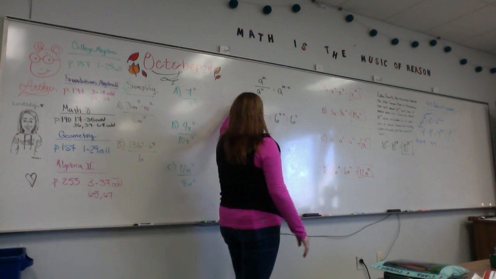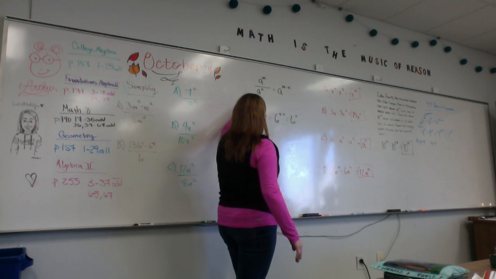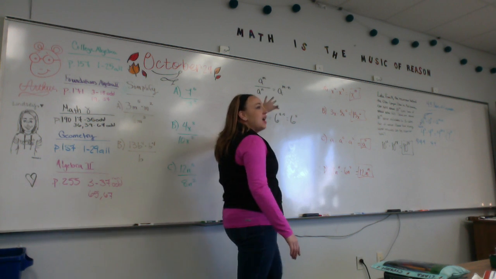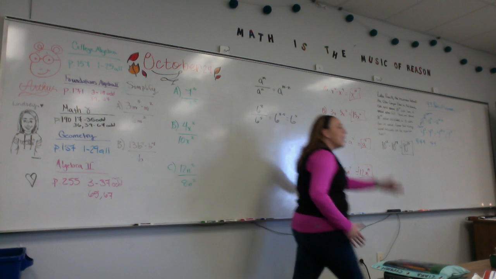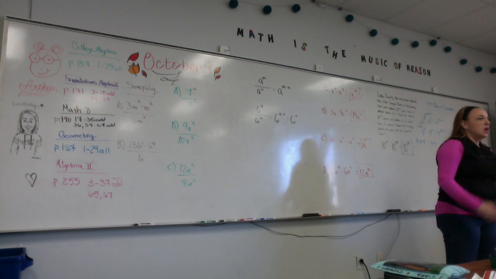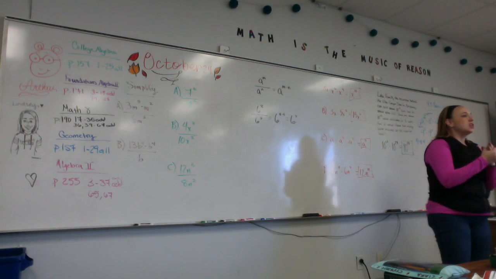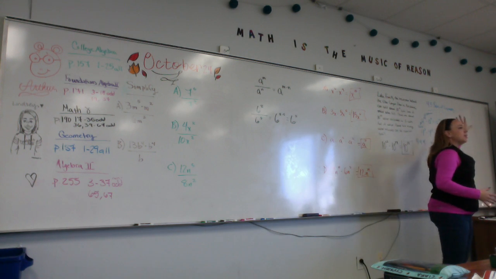If I have 6 to the 8 over 6 to the 5th, I have 6 to the 8 minus 5, which equals 6 cubed. Always subtract when it's division. Always add when it's multiplication.